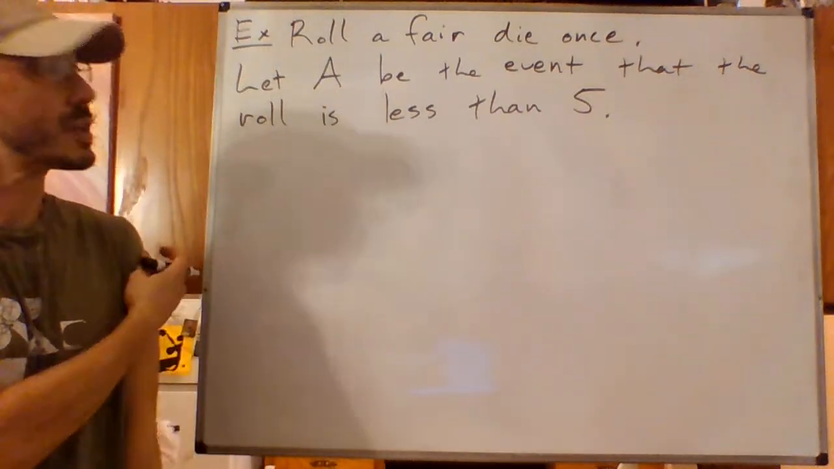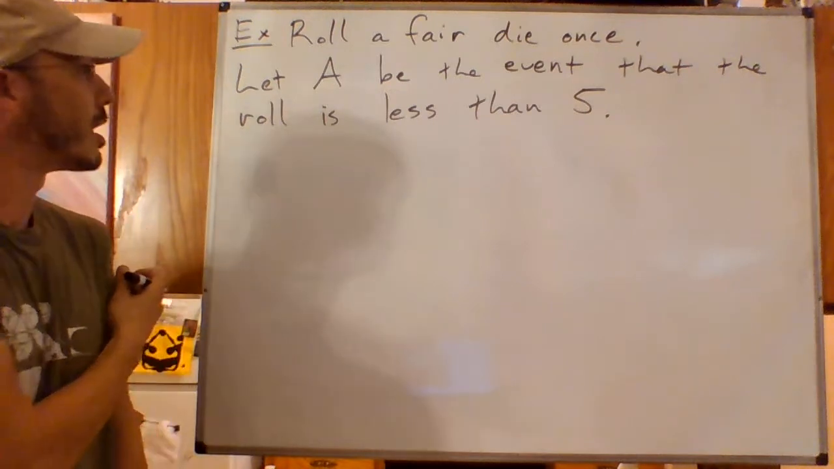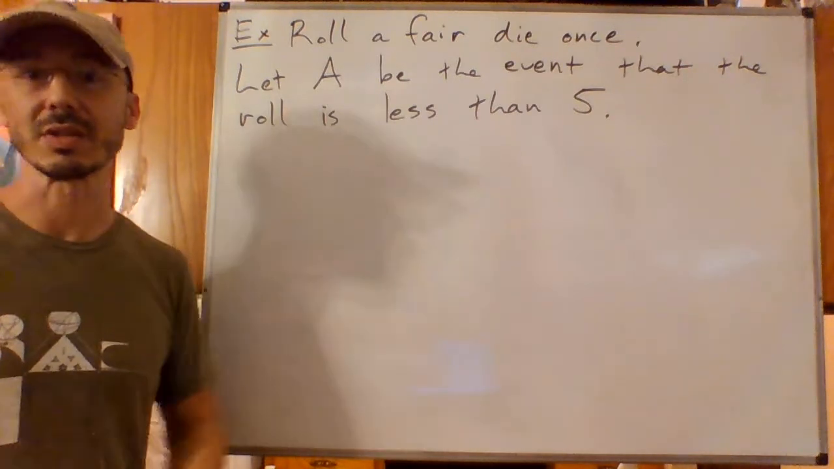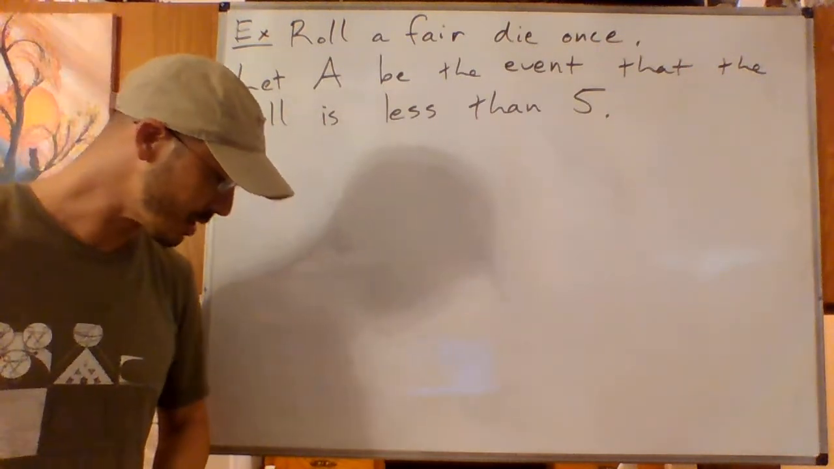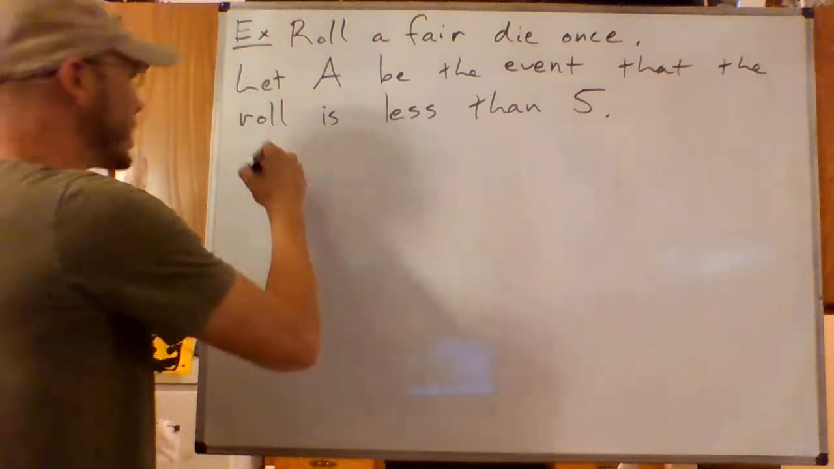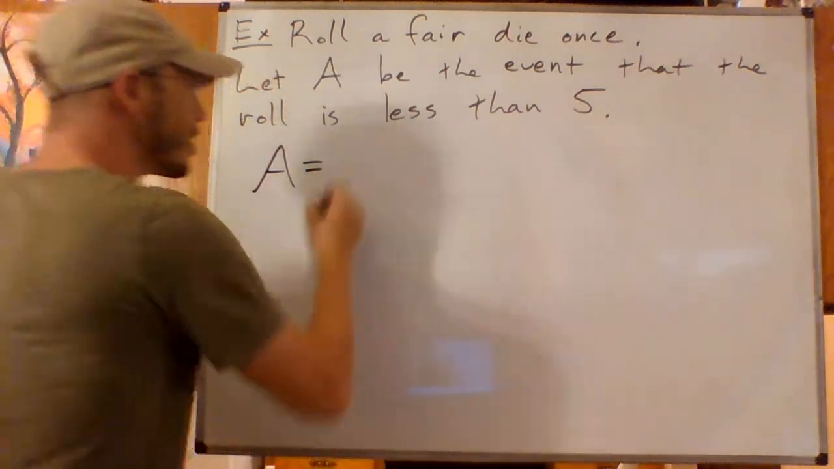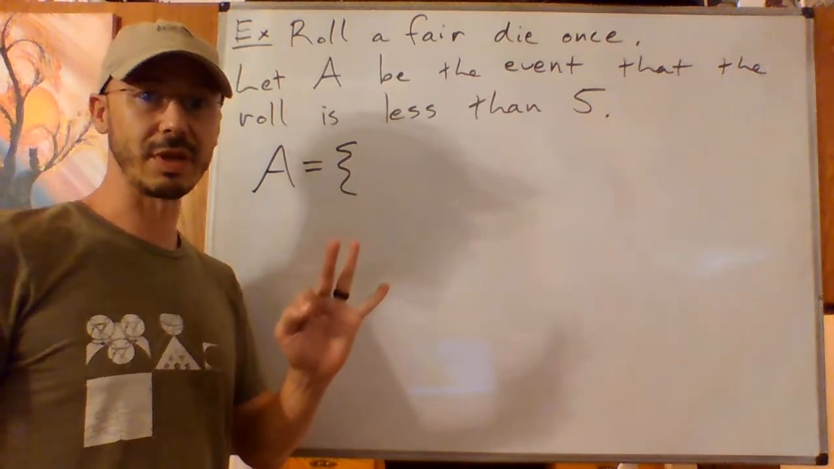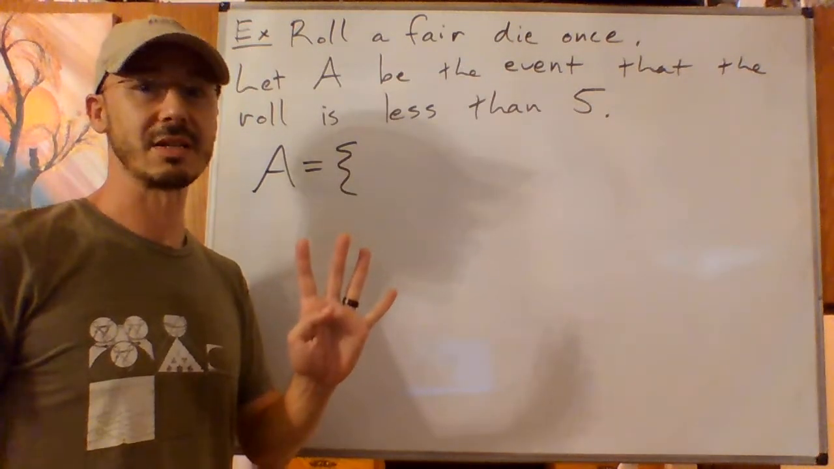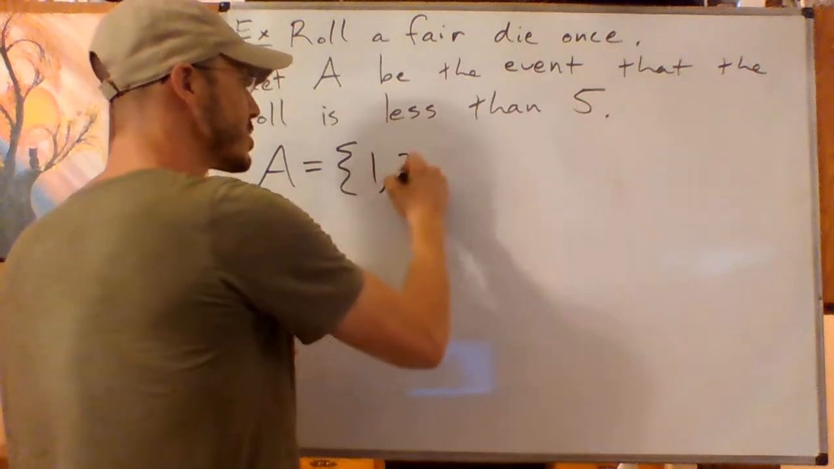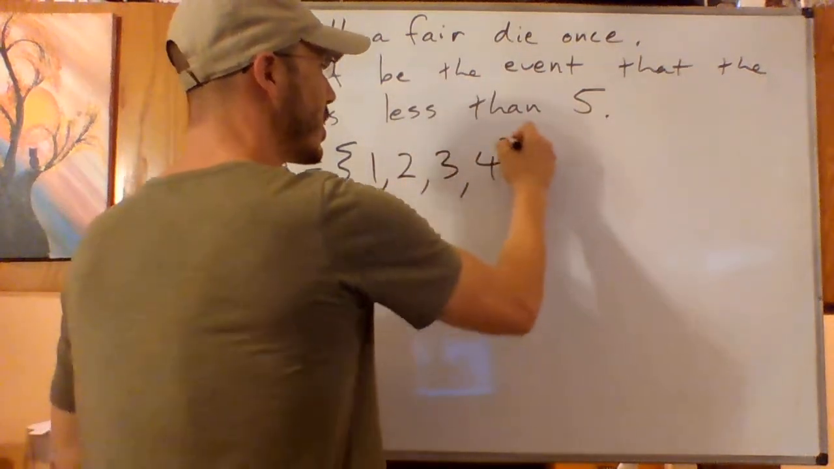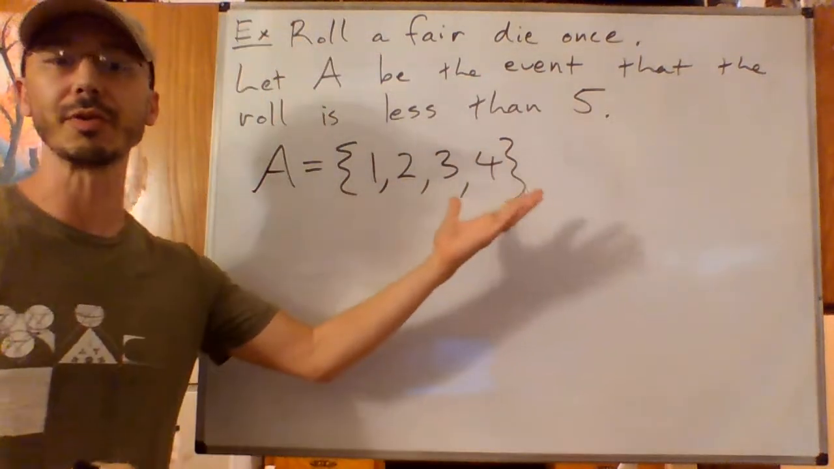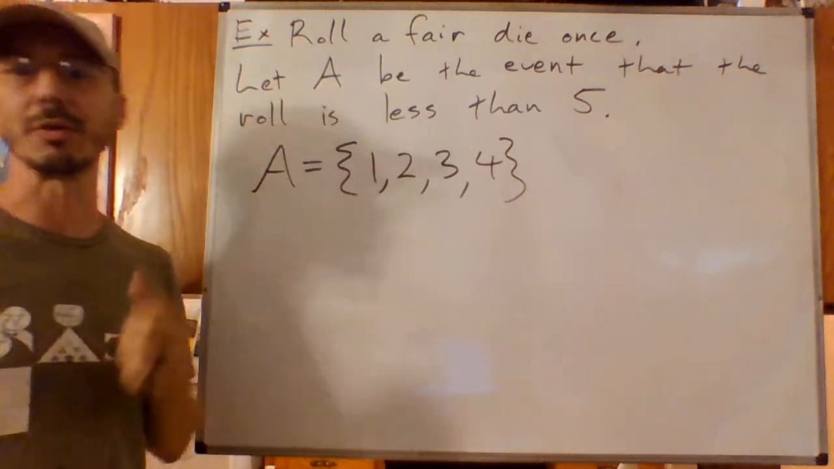And what I'm going to do with this is, first of all, write down what that event looks like. We could write down the samples, actually, but let's focus on the event first. So less than 5: 1, 2, 3, and 4. 5 is not less than 5. So this event A is 1, 2, 3, and 4. If I roll a 1, a 2, a 3, or 4, that will be event A.